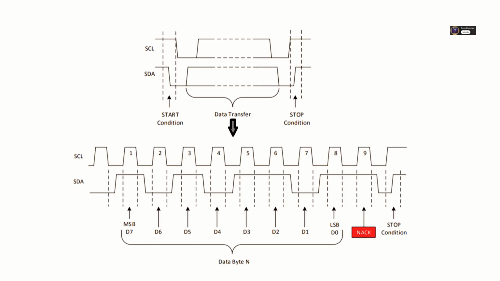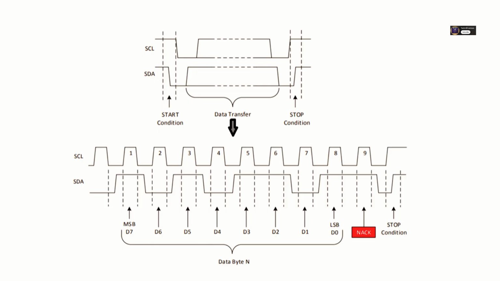And a NACK means something's wrong, or the transfer needs to stop for that byte. Maybe the addressed slave isn't actually on the bus, or it didn't recognize its address, or maybe the slave is busy and can't accept data right now. Or, importantly, if the master is reading data, the master itself sends a NACK after receiving the last byte it wants from the slave. That NACK tells the slave, okay, thanks, that's all I need, you can stop sending now.